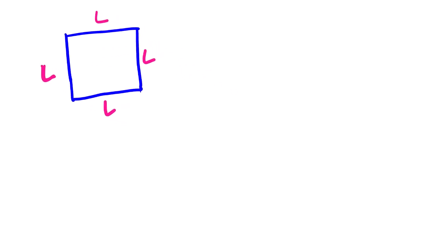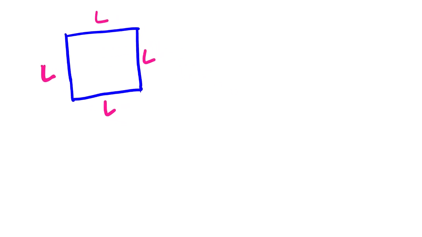shape, which is simply a square. We know the properties of a square: all the sides are equal, so we can label the first side as the length. If this side is length, then all the other sides we must label using the very same letter, since all the sides are equal.